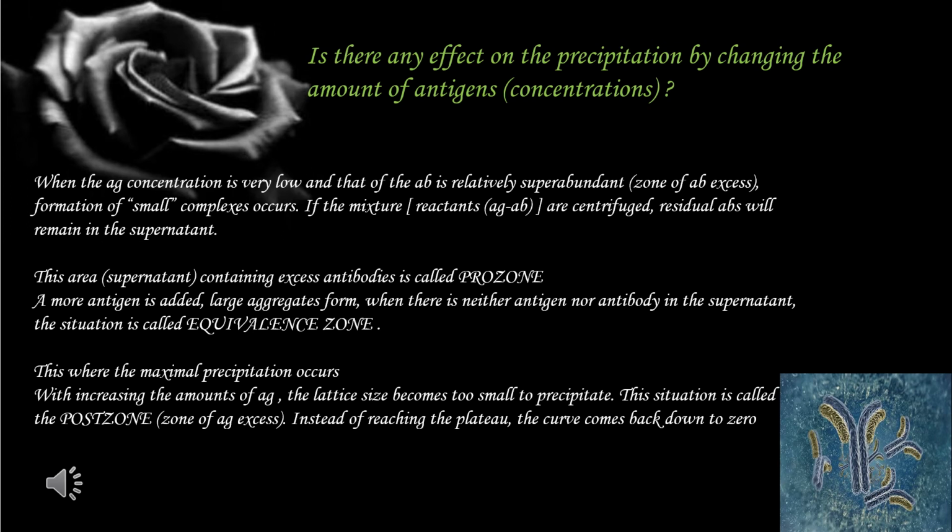When increasing the amount of antigen, the lattice size becomes very small to precipitate. This situation is called the post zone, the zone of antigen excess. So the curve comes back to zero. That is why we see all three zones: prozone, equivalence zone, and post zone. This is all because of the antigen and antibody reaction that forms a precipitin.